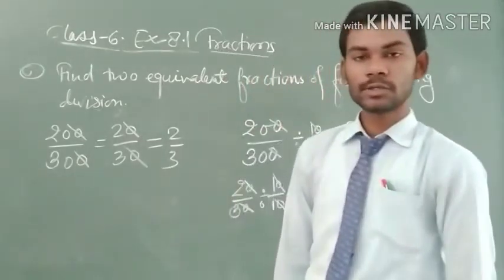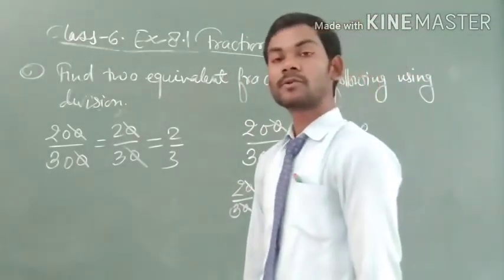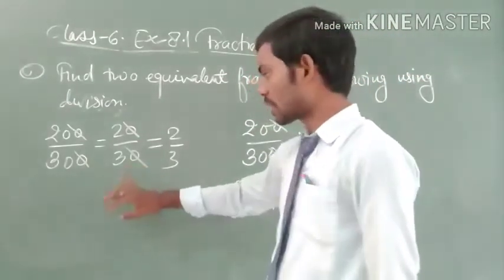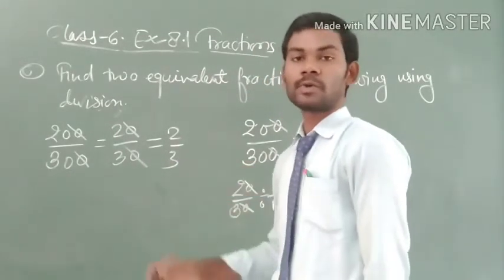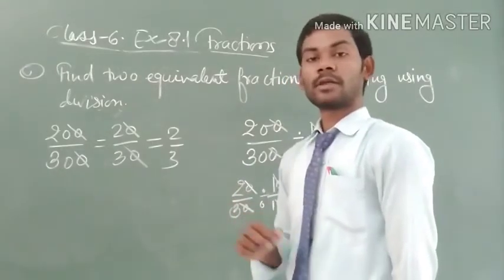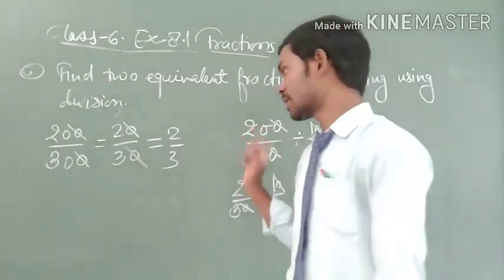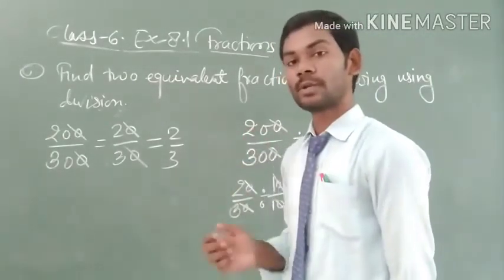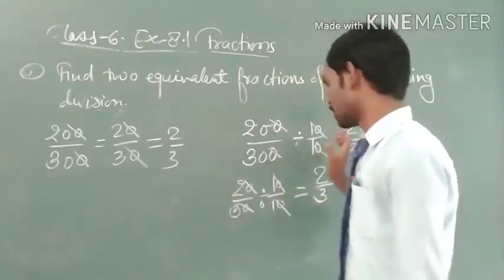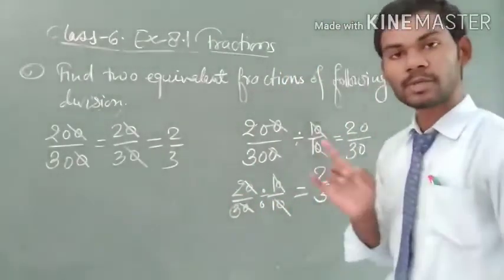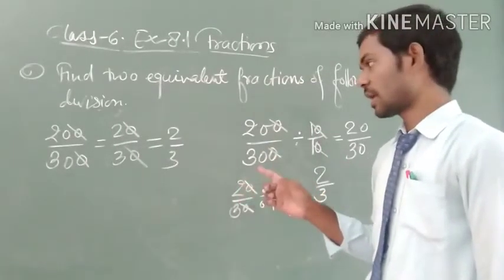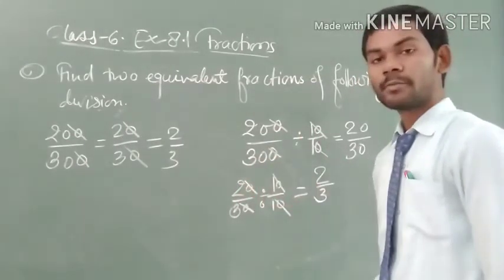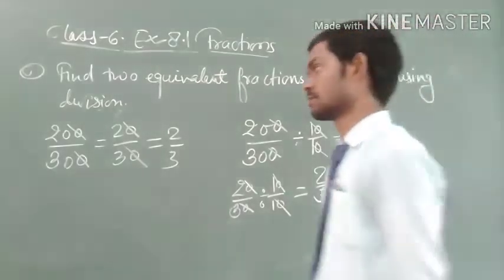You can also use another number to divide both numerator and denominator to get the equivalent fraction of 200 upon 300. When you divide by a number other than 10, your answer will be slightly different from this, but their value will never be changed. Okay, so let's see when I divide 200 upon 300 by 2 once again.